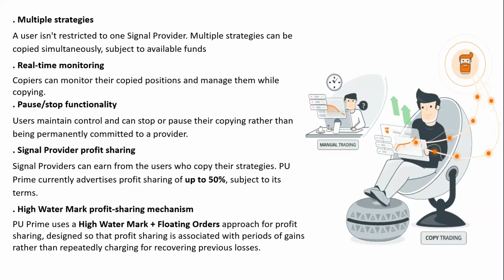Signal provider profit sharing. I think this is what our first speaker was saying about profit sharing, which means signal providers can earn from the users who copy their strategies. PU Prime currently advertises profit sharing of up to 50%. So far, I have not seen any signal provider that takes up to 50%. I think the minimum I've seen is 30%. There is a high watermark profit sharing mechanism. PU Prime uses a high watermark plus 14 other approaches for profit sharing. So we have signal providers who can take their profit sharing daily, weekly, or monthly, whichever the case may be.